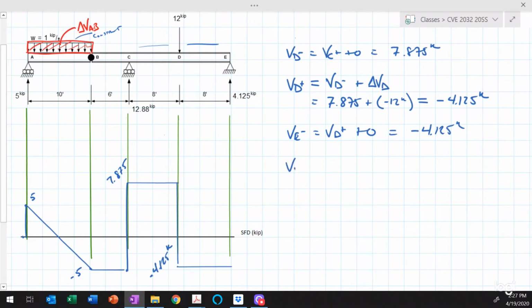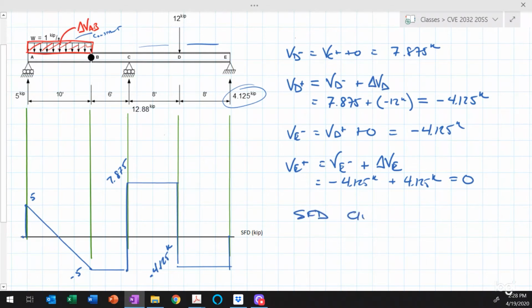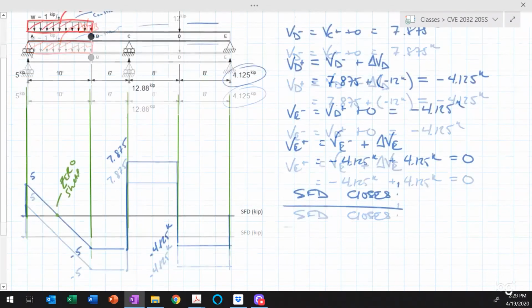Then we could say that the shear just to the right of point E is equal to the shear just to the left of point E plus the change in shear at point E. So that's equal to minus 4.125 plus this concentrated load, 4.125, positive because it acts up, and then that takes us back to 0. So then we could sketch in this line here, and the shear force diagram closes, and that is a good sign.